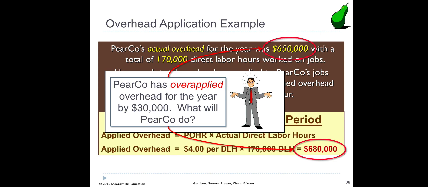Okay, that is one thing. You have to know how to calculate whether a business is having underapplied or overapplied overhead during an accounting year.